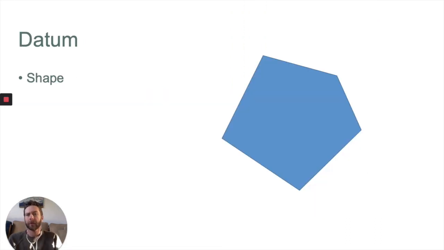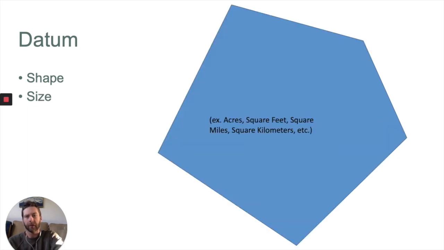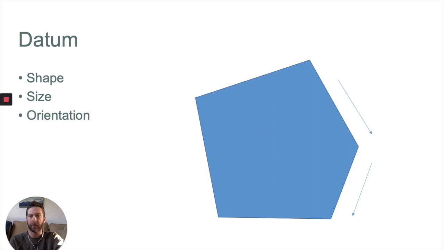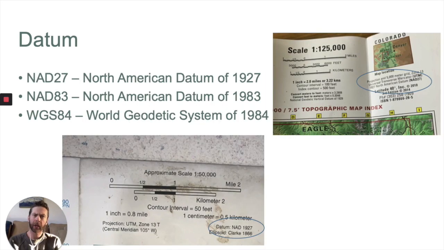So let's start with datum. Datum you can think of as the shape, the size, so think acres, square feet, square miles, square kilometers, any unit of area, and the orientation. So is it directly north or is it angled at a certain degree, a certain way? So we're looking at the shape, the size, and the orientation of an area of land. There are many different types of datum throughout the world, depending on different countries and states and organizations that might have tried to create their own for specific areas.